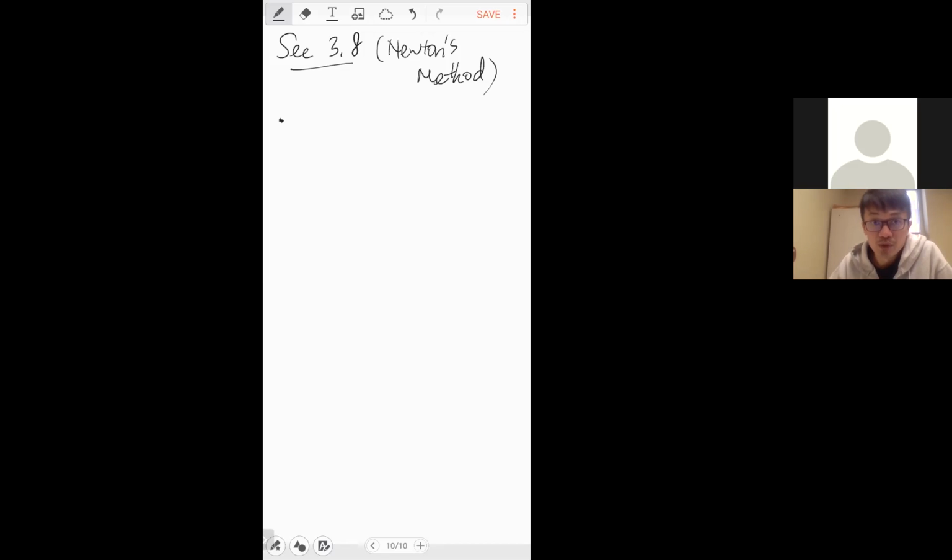The new section is section 3.8, Newton's method. It's a method to approximate the roots of a function.